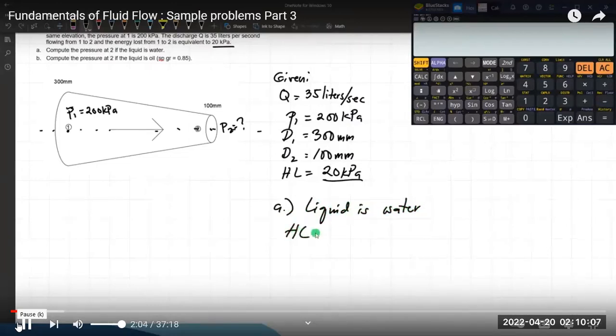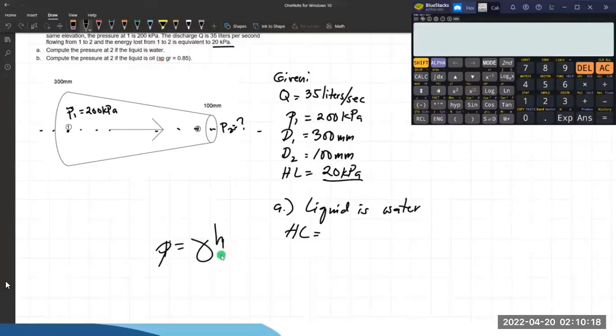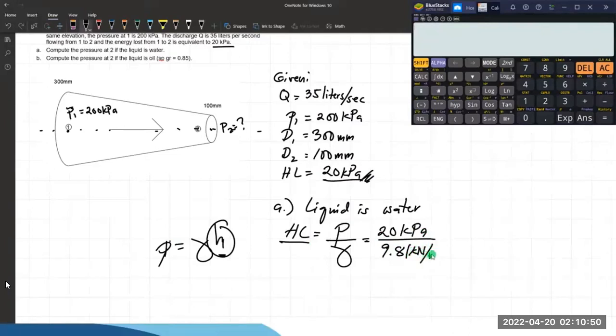So let's convert first the head loss to its equivalent head. As we recall, the pressure is equal to the product of the unit weight of the fluid multiplied by the height, or its equivalent pressure head. So let's determine the pressure head by dividing the pressure by the unit weight of the liquid. The pressure for the head loss is 20 kilopascal. So we convert that into head, using 9.81 kilonewtons per cubic meter. Kilopascal is kilonewtons per square meter. So our unit for the head loss is in meters.